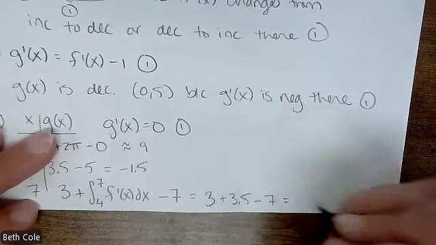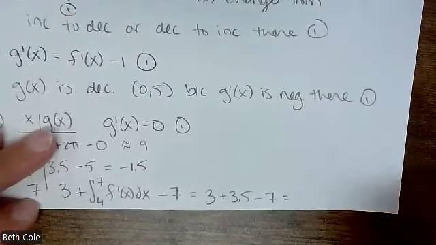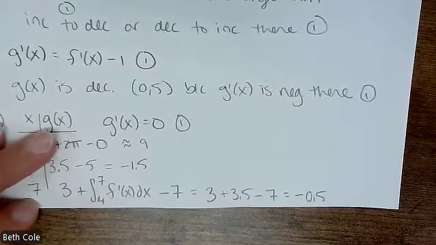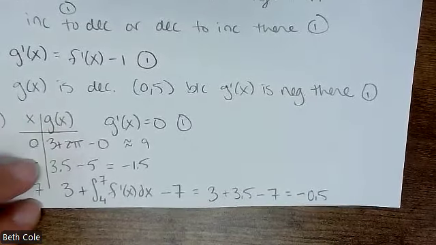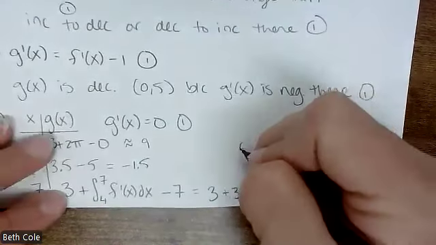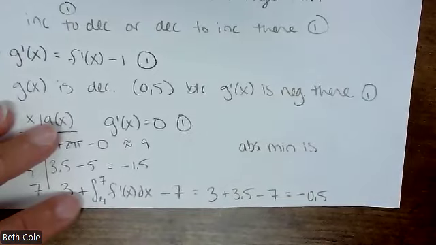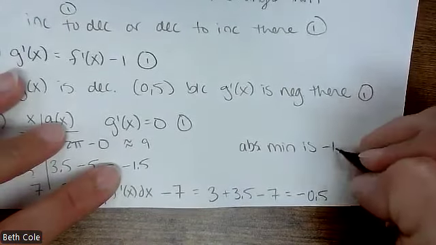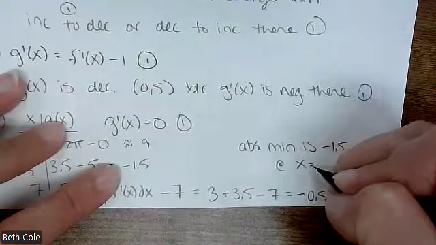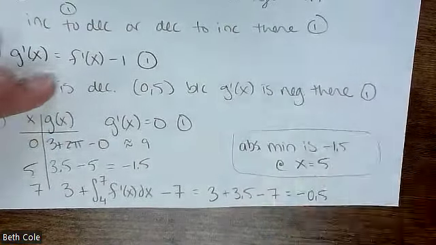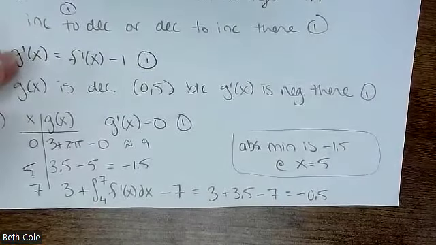And then minus 7. So what is that? 6.5 minus 7, negative 0.5. I forgot what they're asking for at this point. Did they want a maximum or a minimum? Minimum. So we're going to say absolute minimum is, what's the lowest number? Negative 1.5 at x equals 5. That's your answer.